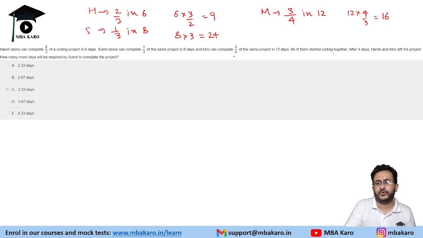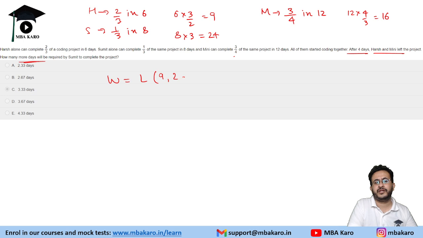All of them started working together. After 4 days, Harsh and Mini left the project. How many more days will be required by Sumit to complete the project? Let us say the work is the LCM of 9, 24 and 16, which is 144. So Harsh will do 16 units. Then Sumit does 144 divided by 24, which is 6 units.